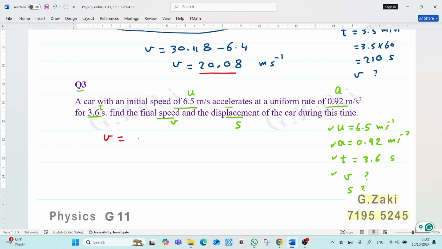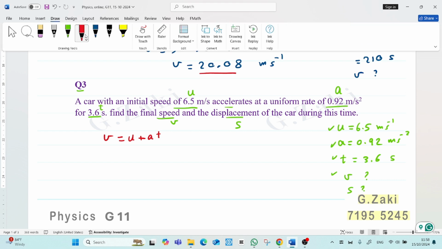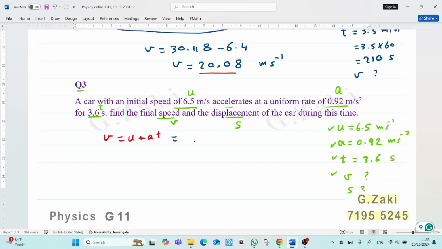V equals u plus at. So the formula that we can use is V equals u plus at. We need V, then we do substitution. So V equals u is 6.5 plus a 0.92 multiply the time 3.6. We use the calculator to get the answer. The answer is 9.81 meter per second. I rounded the answer to two decimal places.